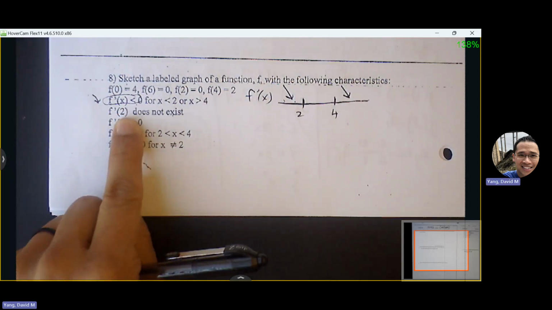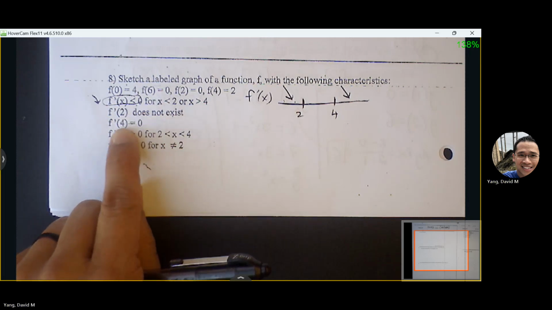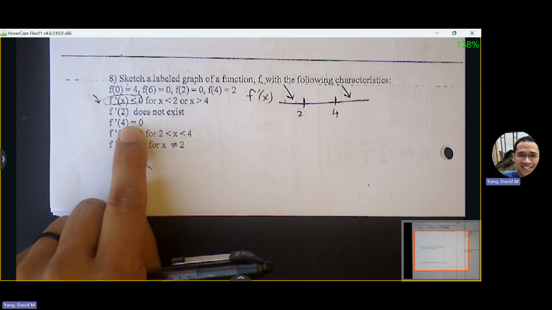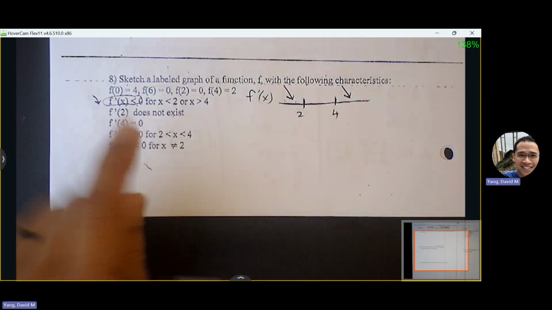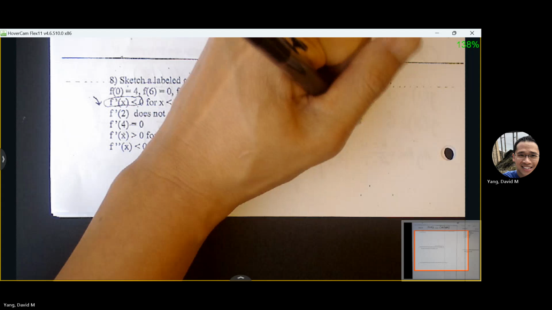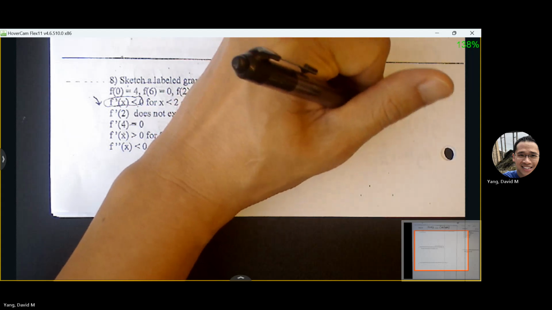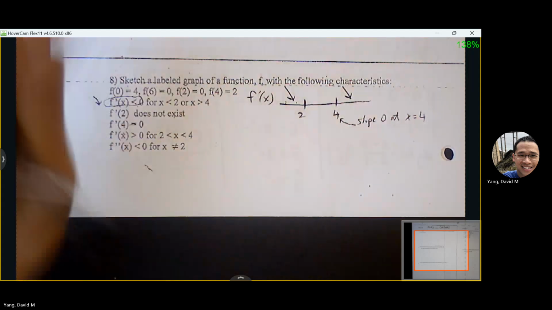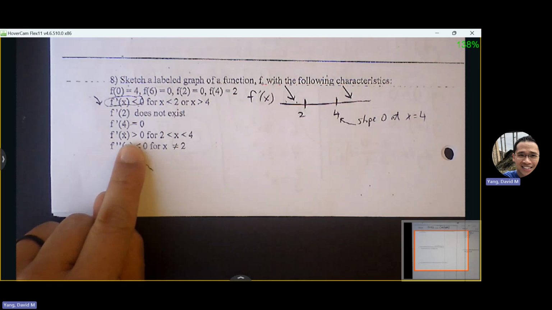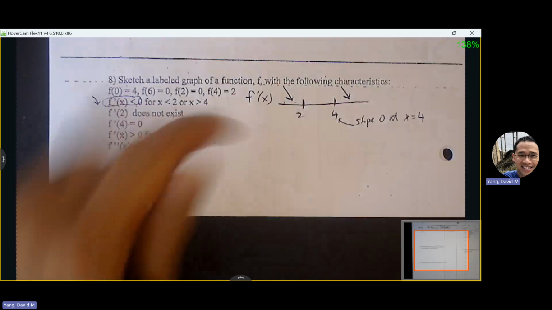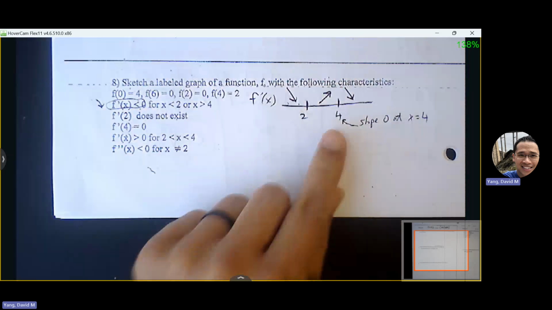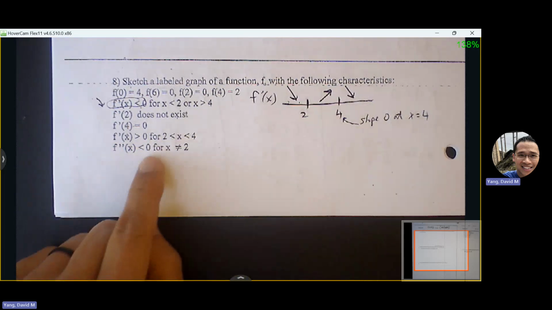F prime of 2 does not exist. That can mean a few different things. It could mean sharp turn, could be vertical tangent, could mean vertical asymptote, could mean a hole. F prime of 4 is equal to 0. That is indicating that there's a slope 0 at 4. F prime of x is greater than 0. Positive slope between 2 and 4. So we kind of get a picture as to how our graph is forming.